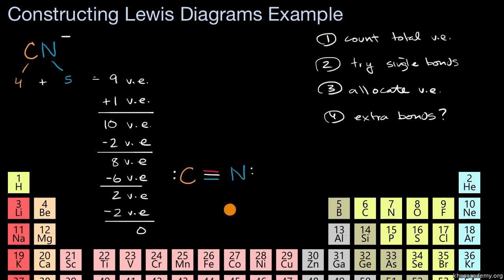But are we done yet? The simple answer is no. We still haven't represented this negative charge in our Lewis diagram. The way that we would do that is to put brackets around the entire molecule and show that it has a negative charge, and now we're done. We've allocated all of our valence electrons. We have our octet rule on all of our atoms that are not hydrogen. There's no hydrogen here. And we're showing that this indeed is an anion, and now we are done.